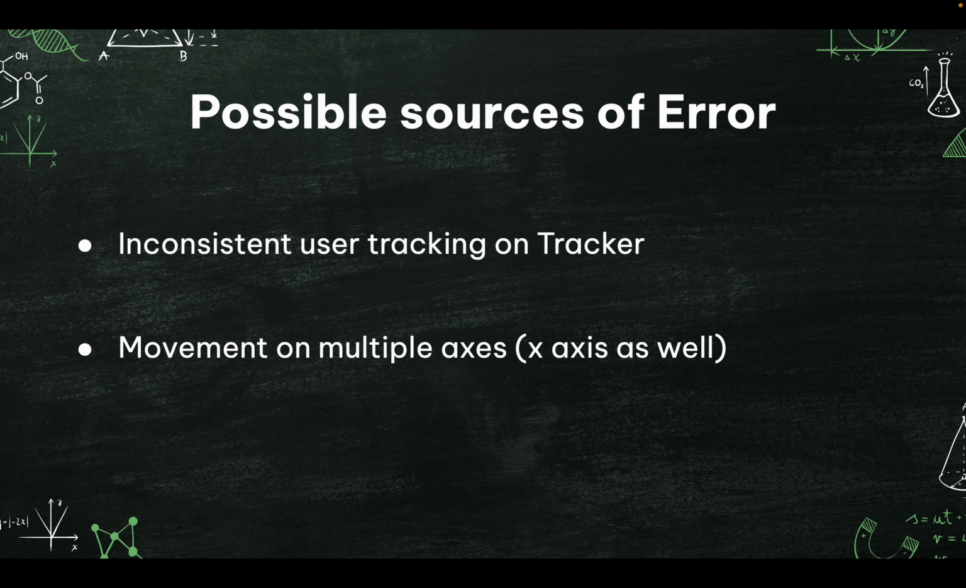Possible sources of error include inconsistent user tracking on Tracker and movement on multiple axes, such as the x-axis or z-axis. So by inconsistent user tracking on Tracker, I could have inaccurately tracked the point mass.